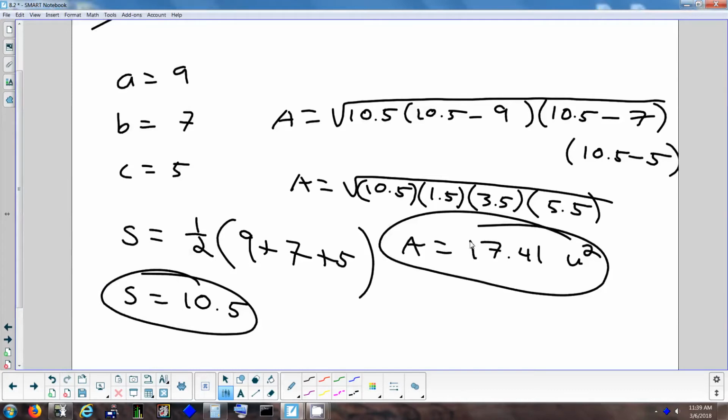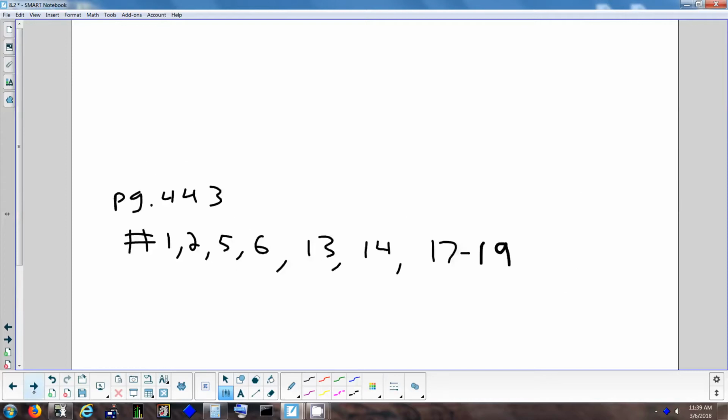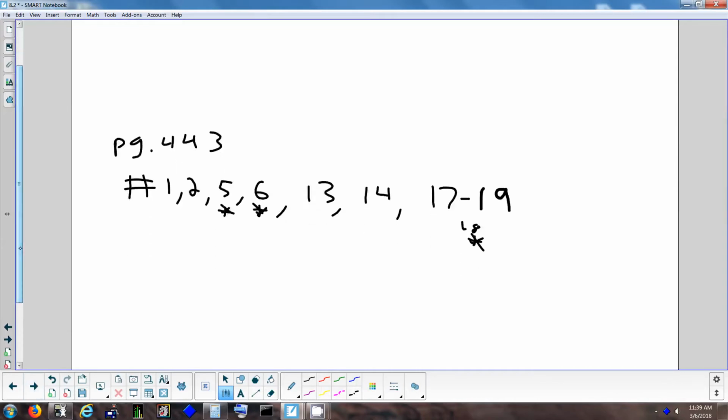Okay, so any questions on how to find the area of a triangle using those two formulas? Okay. So part of the homework that I'll check the next time we have class is the ones that you didn't do. So 5, 6, and I think you did 18. So if you already did 5, 6, and 18, you're good. You need to do 1, 2, 13, 14, 17, 19. Okay. Does everybody have the homework from 8.2?